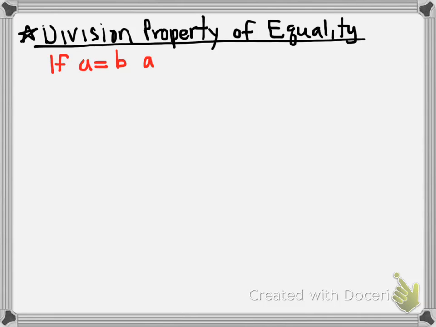And now I'm going to add a stipulation. I'm going to introduce a third value, C, but I'm going to specifically tell you that it cannot equal 0. So if that's the case, then A divided by C would still be equal to B divided by C. So just take a moment and think about why I would have to stipulate that C couldn't equal 0.